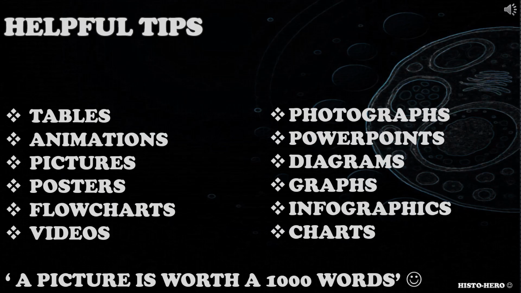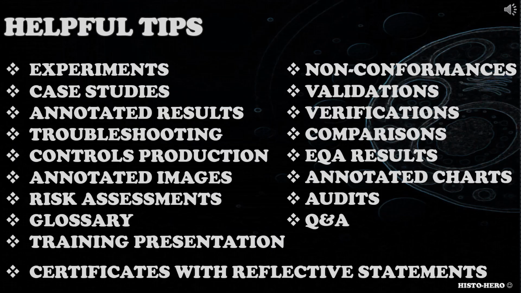I will make a video. I will share with you my evidence I used for my portfolio back in the day. Hopefully that will help. Also try to use various types of evidence, not just one type, like case studies for each subsection. You could use experiments, case studies, annotated results, annotated photographs of you performing tasks, evidence of troubleshooting, annotated EQA results, nonconformances, validation and verification as comparisons of different approaches and their pros and cons, control material production, certificates of course attendance with reflective statements, annotated images or charts, and so on.